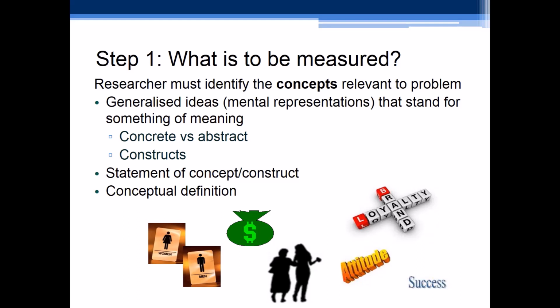So for example, I might say my concept of interest is brand loyalty, and my conceptual definition of that is the extent to which someone purchases only a particular brand, or the extent to which someone advocates for a brand across time. That might be slightly different to someone else's conceptual definition, which might be the number of times someone purchases a product across a certain period. So it's very important to supply that conceptual definition.